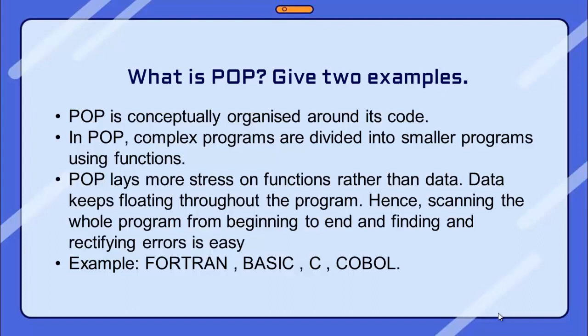So in procedure oriented programming, complex programs are divided into smaller programs using functions. It lays more stress on functions rather than the data. So data keeps floating throughout the program, hence scanning the whole program from beginning to the end and finding and rectifying errors is easy. Examples for procedure oriented programming are Fortran, Basic, COBOL, C, etc.